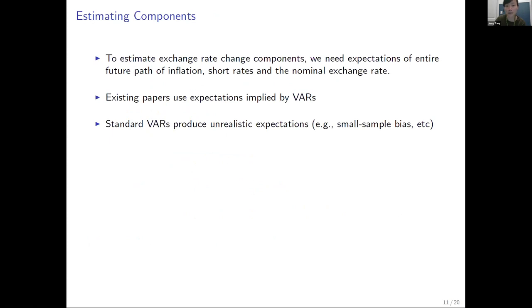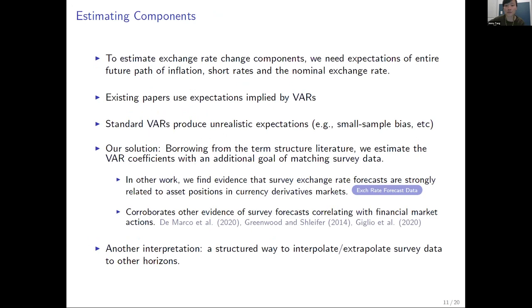Existing papers use expectations implied by estimated VARs. One issue with this is that standard VARs can produce quite unrealistic expectations and have problems such as small sample bias. So our strategy for dealing with this is to borrow from the term structure literature in estimating the coefficients of the VAR with an additional goal of matching survey forecast data for these variables. One interpretation of this is that it's a structured way to interpolate and extrapolate survey data that we do have to other horizons.